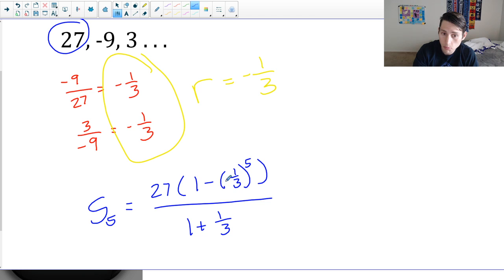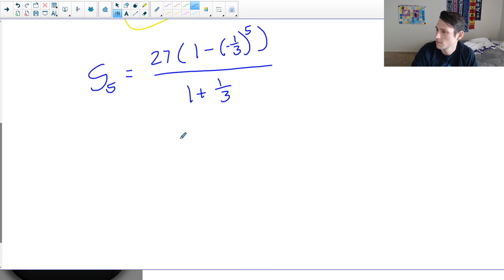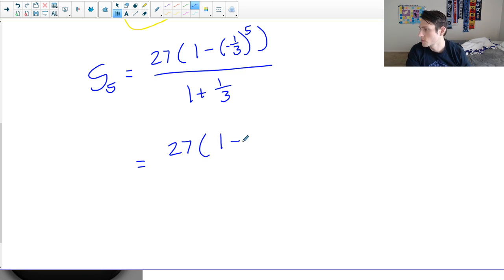Okay, this does not turn into a plus yet right here because first we have to do the exponent before we try to combine whatever these signs are. But on the bottom there's no exponent, it's just 1 minus negative 1/3, so we can go ahead and change that to 1 plus 1/3. All right, so a bit more fraction work. So negative 1/3 to the 5th power. Let's see, what's 3 to the 5th? 243, okay.